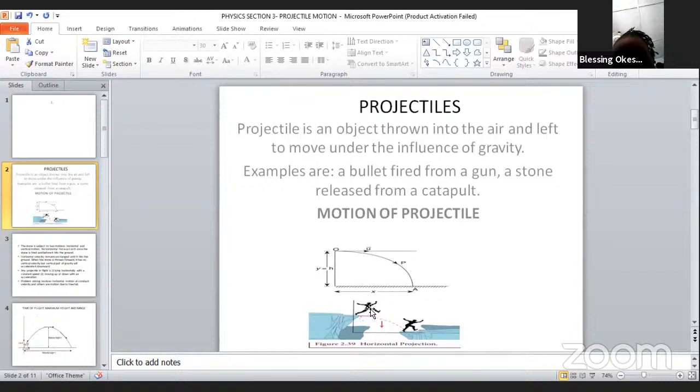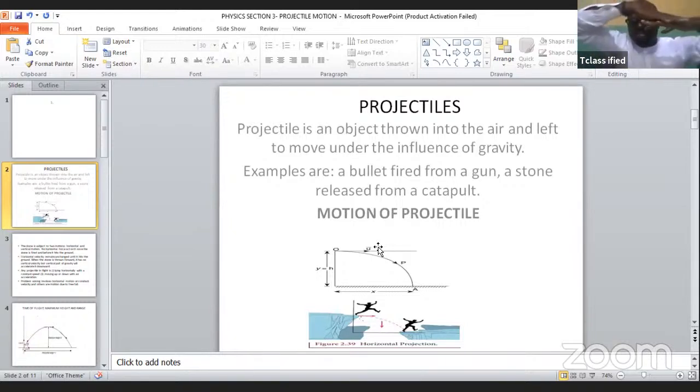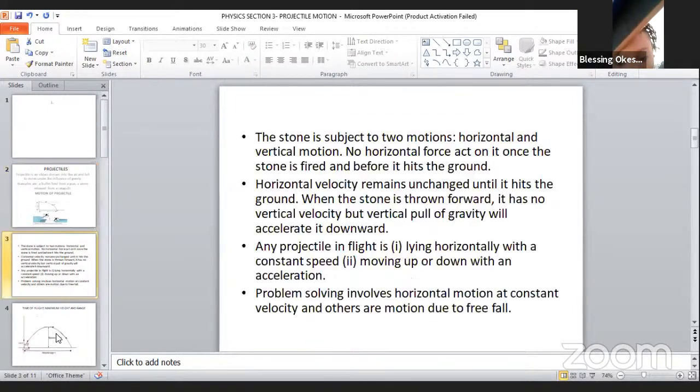in diagrammatic form. You can see you're moving from one cliff to the other, in this direction. So any type of motion that has both horizontal and vertical components is known as a projectile motion. It must have a horizontal component, it's moving like this at first, then all of a sudden it's moving like this. This is the vertical component, horizontal component. So call such motion a projectile motion.